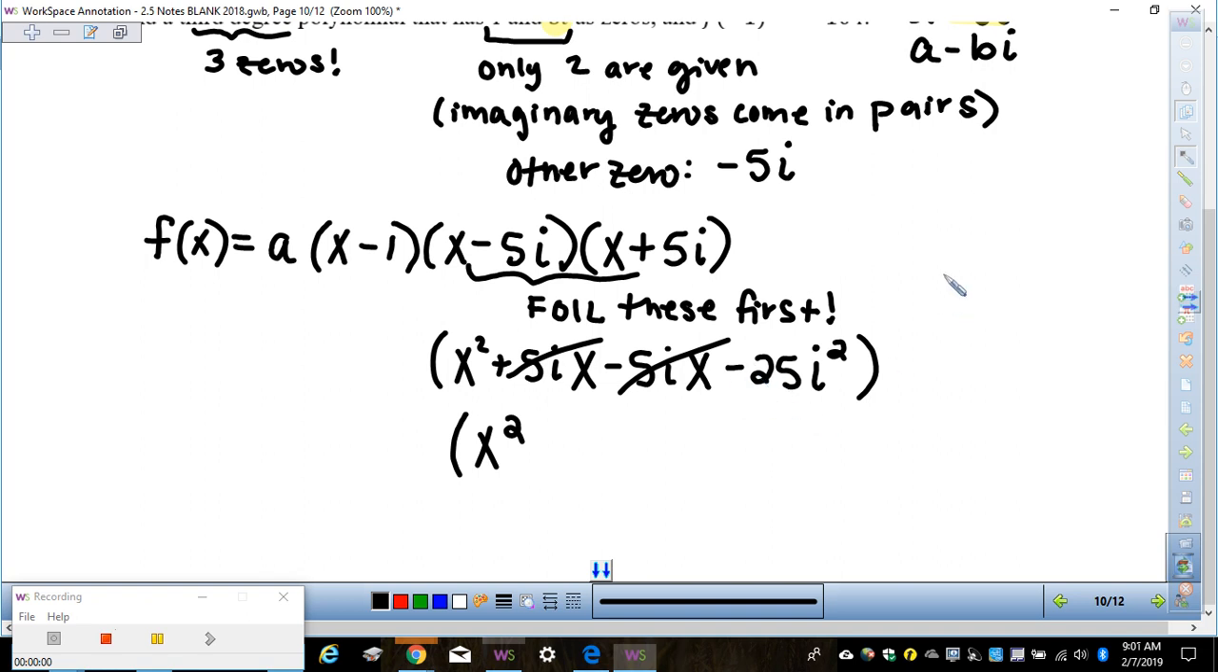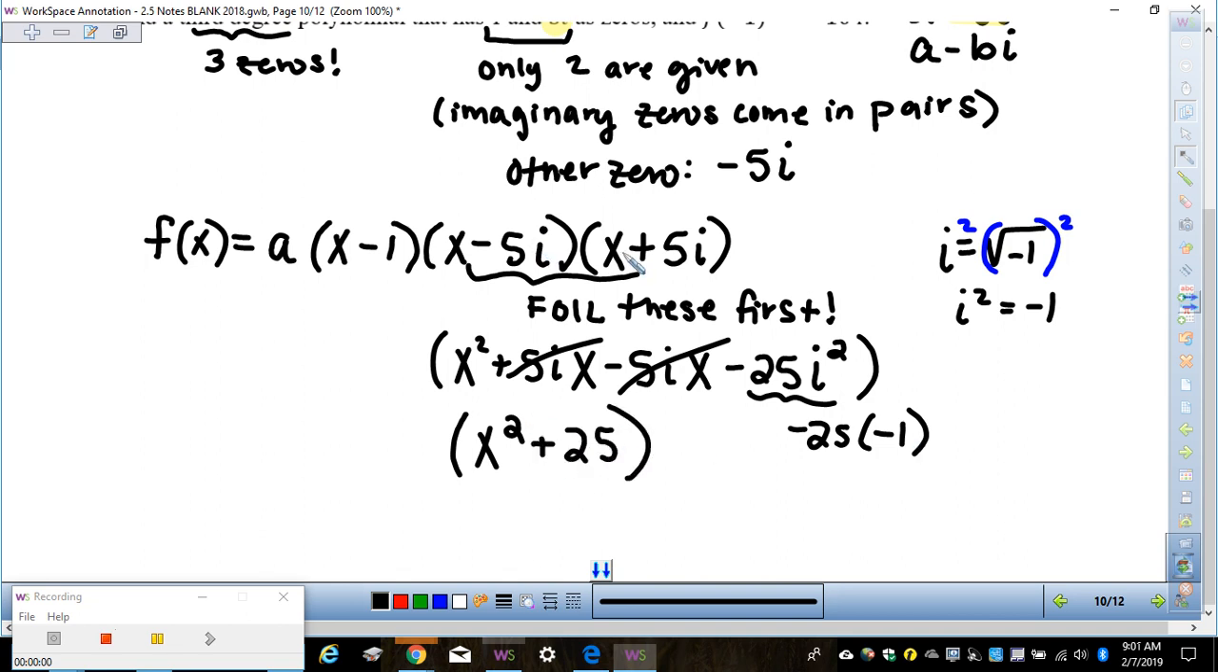Now for this part here, we know that i is the square root of negative 1. So i squared, if we were to square both sides, it's going to undo that square root, and we're just going to be left with negative 1. So that's an important step to know as we're multiplying this out. Anytime we see the i squared, it's really a negative 1. So this part is really negative 25 times negative 1, which is going to turn it into positive 25. So see how nice that multiplied out. That whole thing turned into x squared plus 25. Now let's go ahead and bring the pieces down in front. We still have a times x minus 1 in front of that.